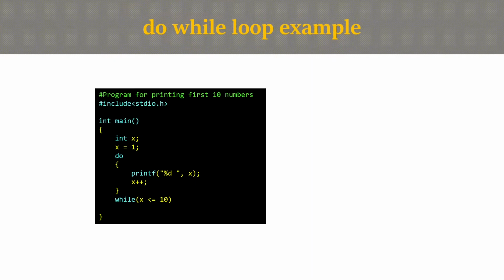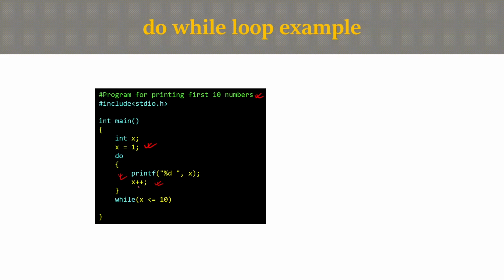Now let us see an example of a do while loop. In this example, we will again be printing the first 10 numbers, from 1 to 10. Similar to our while loop, we initialized the value x equal to 1. Then within this do while loop, we will write the first statement, which is our printf x, and then we will be incrementing the value of x.